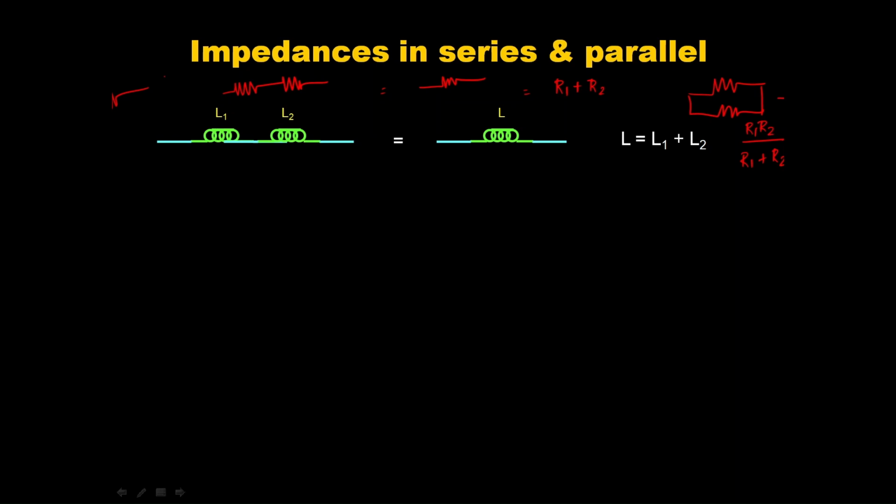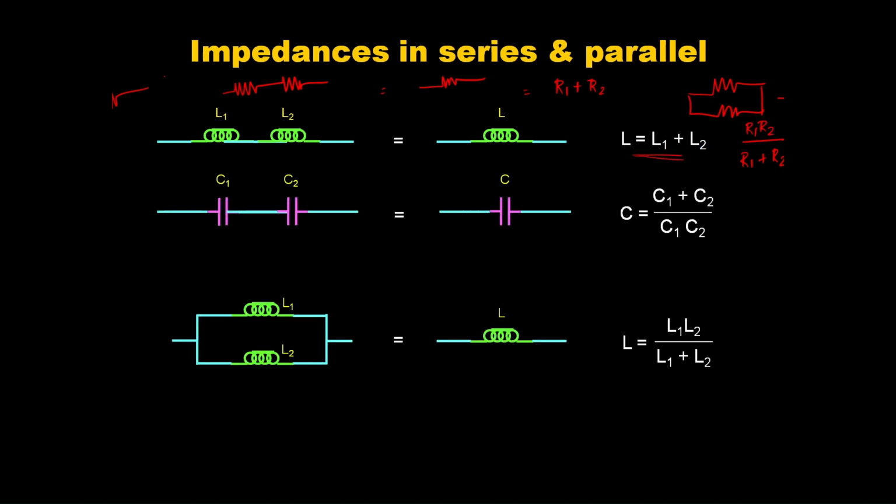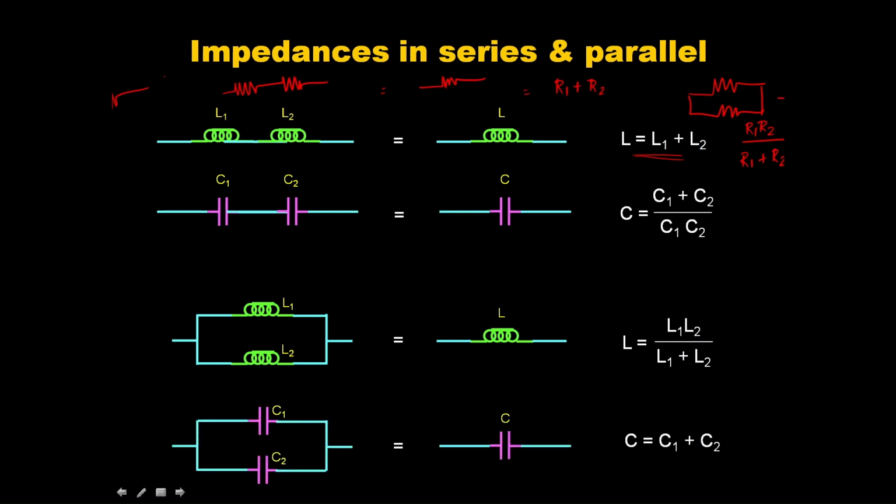Similar to resistors, inductors work the same way. If two inductors are in series, then it is L1 plus L2. If two inductors are in parallel, it's L1 L2 by L1 plus L2. Whereas capacitance works exactly opposite. If capacitors are in series with each other, it's C1 plus C2 by C1 C2. It's not C1 C2 by C1 plus C2, it's not this. It's this. So C1 plus C2 by C1 C2, it's exactly opposite. And if two capacitances are in parallel to each other, it's C1 plus C2.